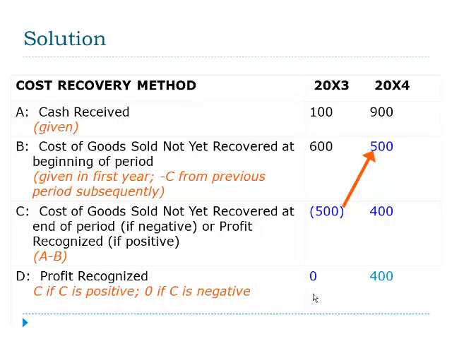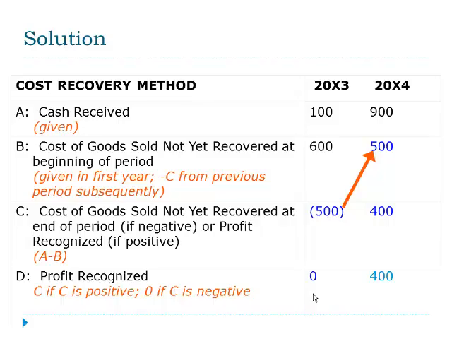Let's take a look at our solution. When we account for the cash received, there's $100 of cash received in 2003. The cost of goods sold not yet recovered in 2003 is $600. When I subtract 600 from 100, I get negative 500. So I know that there's no profit to recognize yet. I don't have a positive number. So the profit recognized is 0.